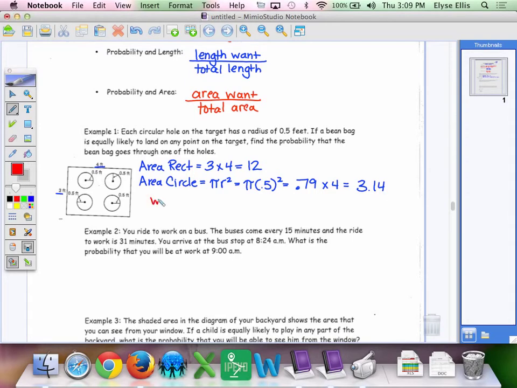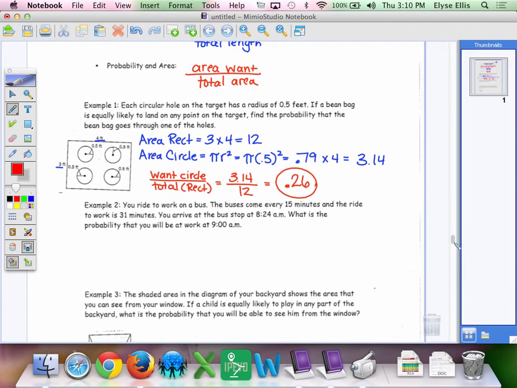Now, when I go to do the probability, I want to get my beanbag to go through one of those circles. So I want the circles, and then the total shape here, well, if you kind of skirt along the outer edge, that's the rectangle. If I want circles, the circles were 3.14, the rectangle was 12, and when you divide, you have a probability of 0.26, or a 26% chance that you're actually going to win the game and get the beanbag in the hole. So you got to look at the shapes, itemize them down. What do you want? Put it over your total.